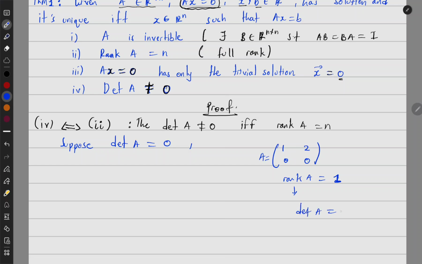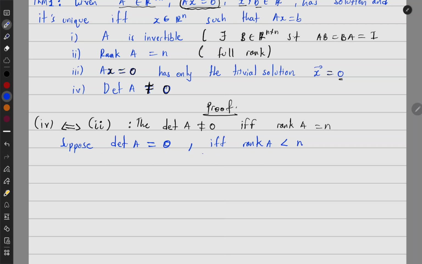In this case, the determinant of A is equal to 0. When you take row by column, that row and that column. So if I suppose that the determinant is 0, it implies that our rank will be less than 2, the size of this matrix. So meaning, the moment the determinant is equal to 0, this only happens if and only if the rank of A is less than n.